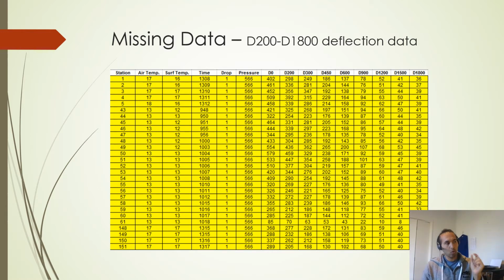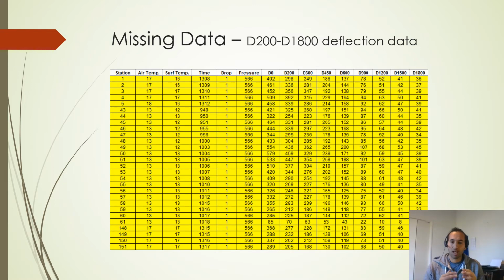So you get your D0, D200, D300, all the way up to D1800. You get your time, the surface temperature, the air temperature, you get your curvature values. So this is typically what we would expect to get from a FWD tester in terms of data. But in this case, we've just got the D0 values. So there's a bit of missing data that we hoped we should have had, but we haven't got it.